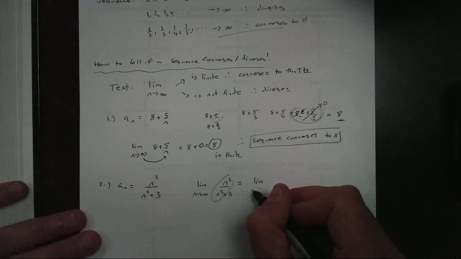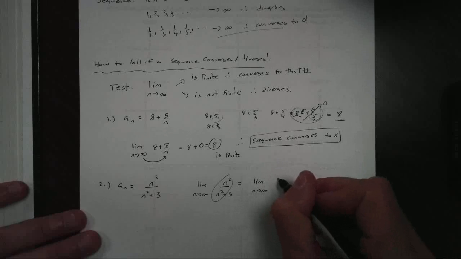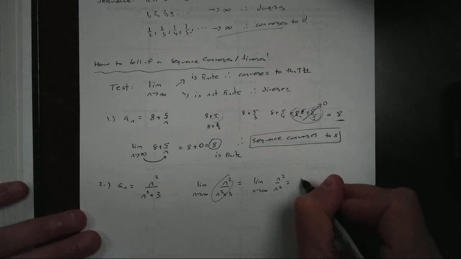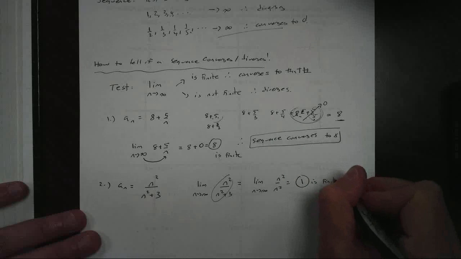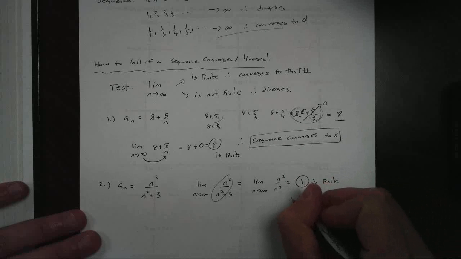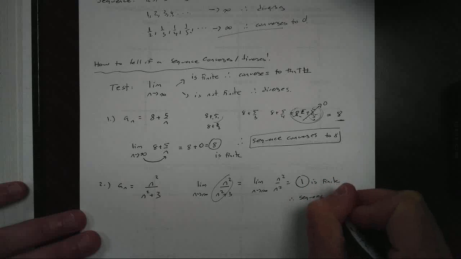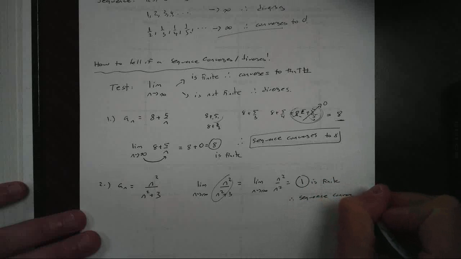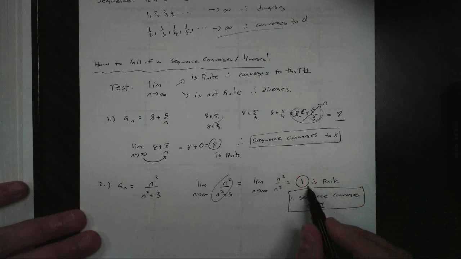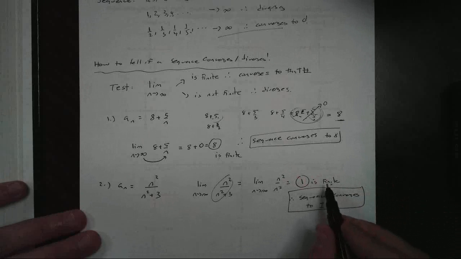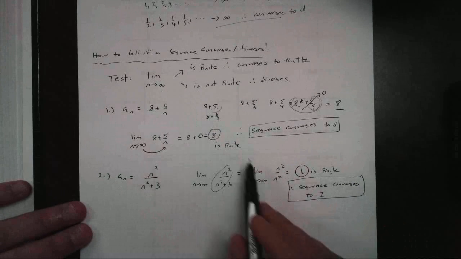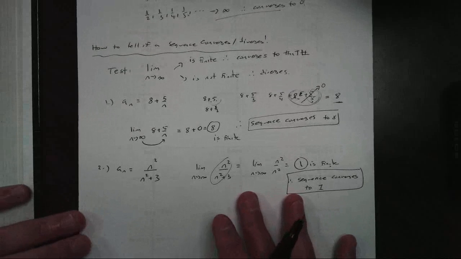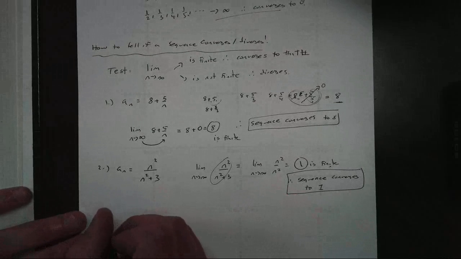So this is really saying the limit as n goes to infinity of n squared over n squared, which is just 1. So this approaches 1, and since 1 is finite, we say, therefore, this sequence converges to 1. Now, you have to have the phrase "is finite" there, because you're telling the reader on the AP test that, yes, you know that because 1 is finite, my rule tells me this will converge to 1.